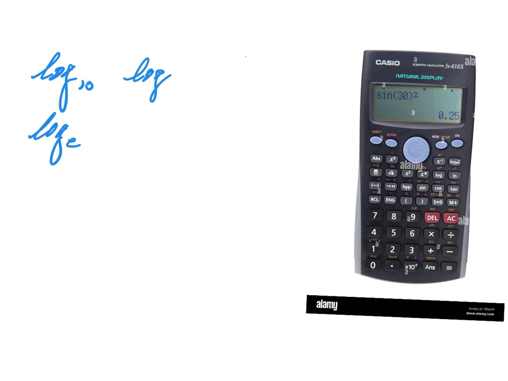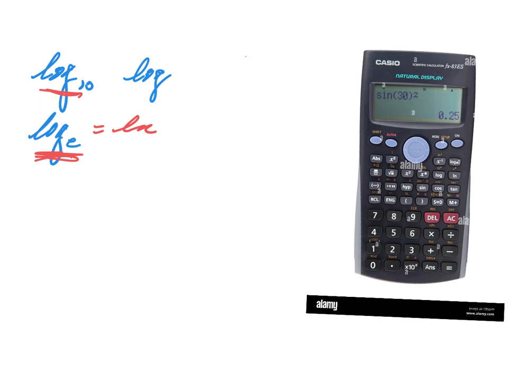Base E is a natural logarithm. Log with a base 10 is a common logarithm. And we don't write log of E. There's another way to do it that's simpler, and it's just represented by the letters ln. So ln is the same as log with a base of E. So if you need to switch back and forth, you can do that.